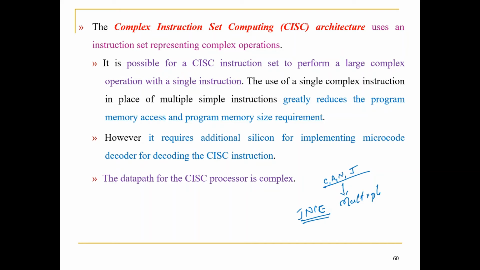But the problem with this particular CISC architecture is that it will normally take a lot of time for the execution of a single instruction, because it's a 32-bit or 128-bit or bigger instruction. But it will be consuming lesser space. That is what it says. However, it requires additional silicon for implementing a microcode decoder for decoding the CISC instruction. The data path for a CISC processor is complex.